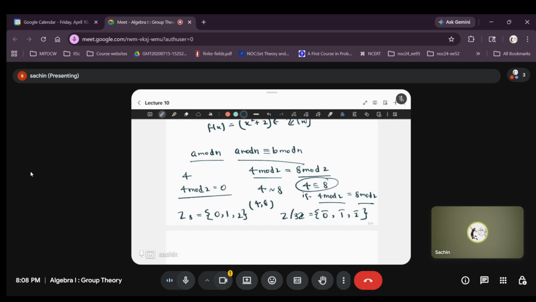See this notation, I can't explain easily because that would have come up in later lectures in group theory. This is actually the quotient group. Z mod 3Z is a quotient group.